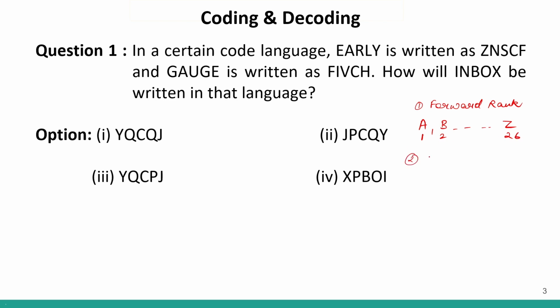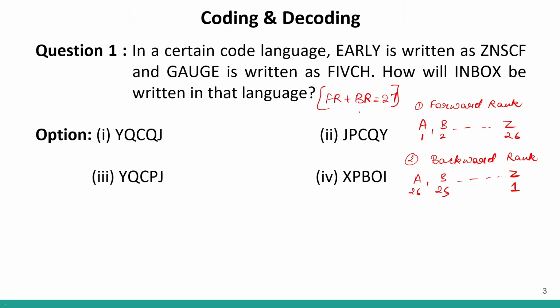Correct? Then there is a concept of backward ranks. What do you mean by backward rank? That means similar concept, but now they are arranged in decreasing order. That means A is 26, B is 25, up till Z is 1. This is your concept of backward rank. So the sum of forward rank plus backward rank is always 27. Correct? You can check for A, 26 plus 1 is 27. For B, 2 plus 25 is 27. For Z also you can see 26 plus 1 is 27. So the sum of forward rank plus backward rank is 27.